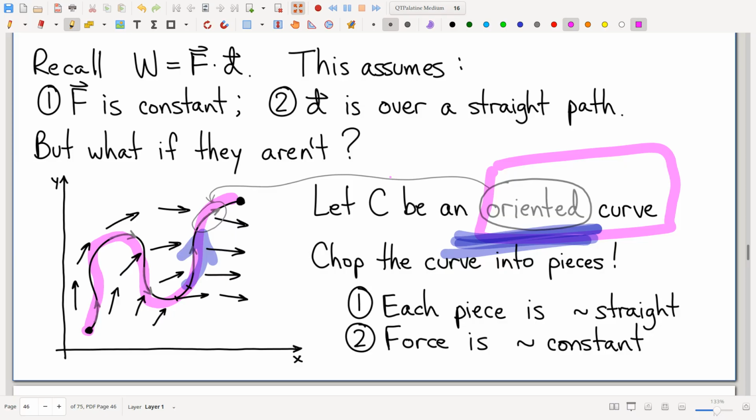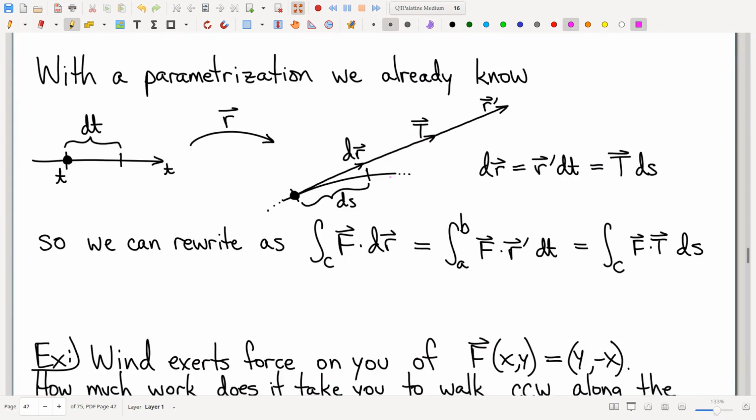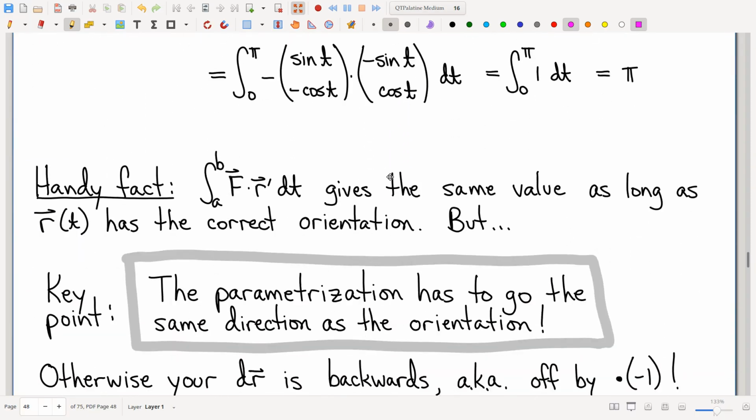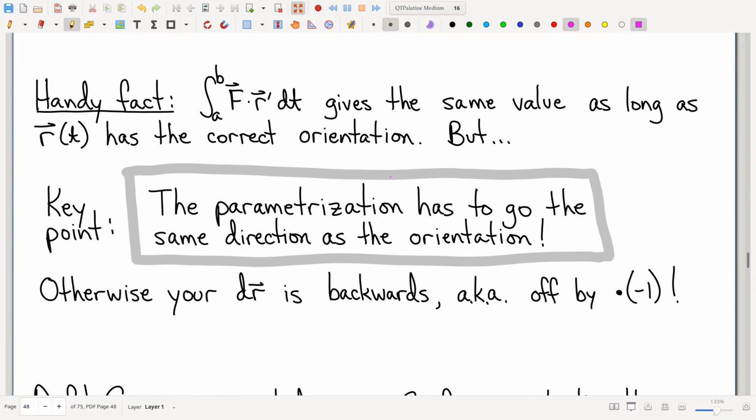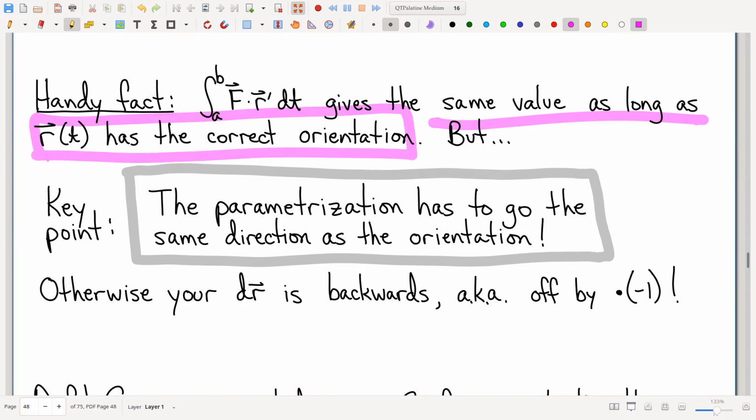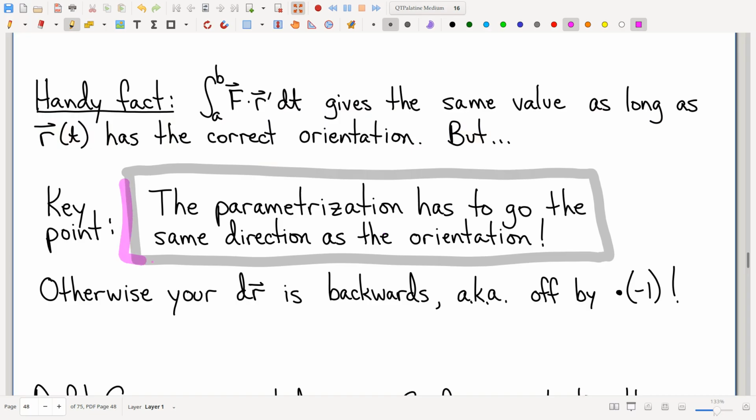Does that make sense? Everybody see what I'm talking about here? So that part does matter. Now, thankfully, that's the only part that matters. Right? You get the same value no matter how you parameterize as long as you have the correct orientation. But you do have to have the correct orientation. All right, now let's think about real quick, what if you don't have the correct parameters?